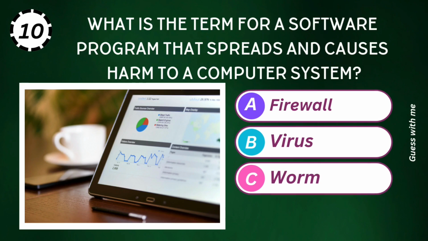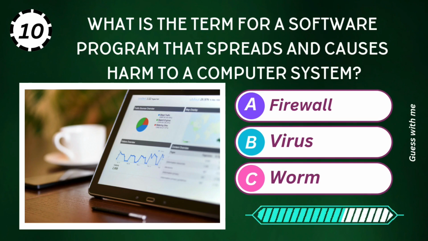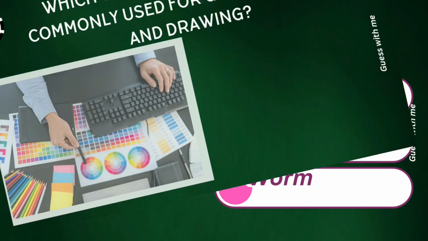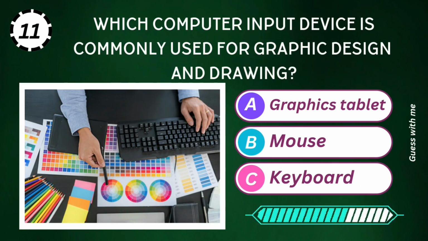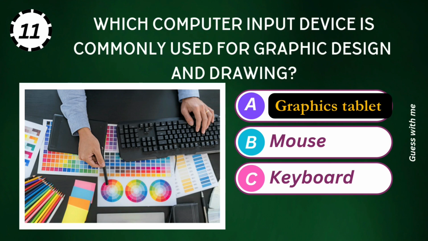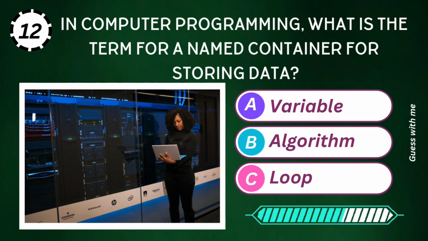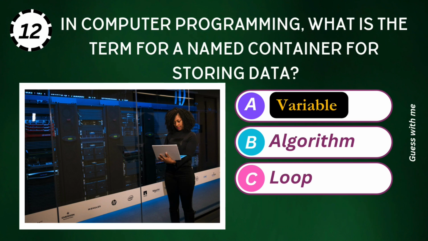Number 10. What is the term for a software program that spreads and causes harm to a computer system? Virus. Number 11. Which computer input device is commonly used for graphic design and drawing? Graphics tablet. Number 12. In computer programming, what is the term for a named container for storing data? Variable.